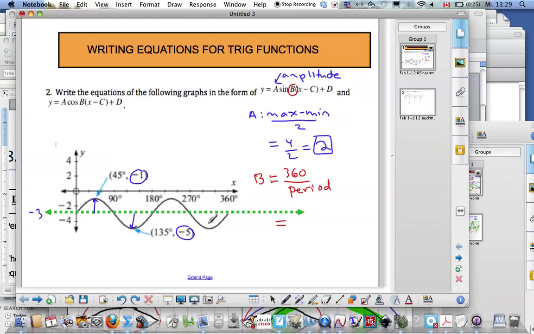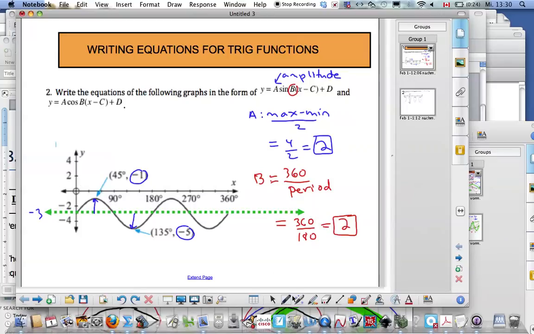Period is one full cycle. So right there, we know between 0 and 180, it repeats, and then it goes again. So 360 divided by our period, which is 180, gives you 2. Which also makes sense, right? Because if you look at it, the number of times it repeats between 0 and 360 is 2. And that's what B gives us: the number of cycles in 360 degrees. Great. Now let's look for C.